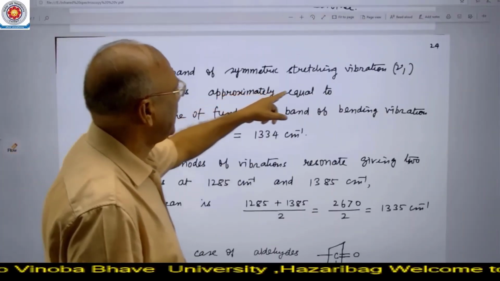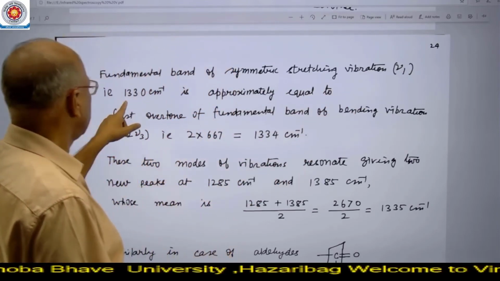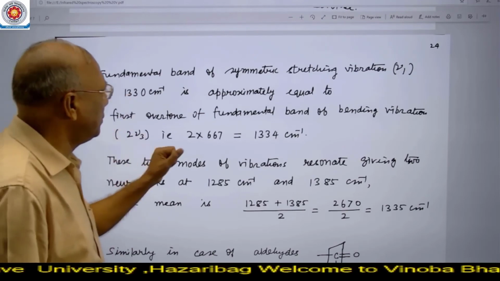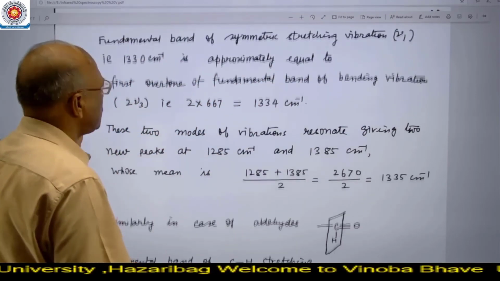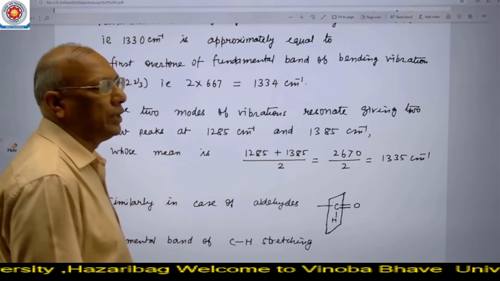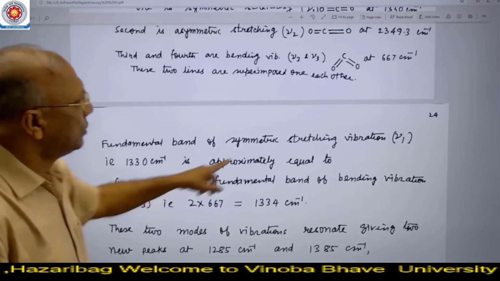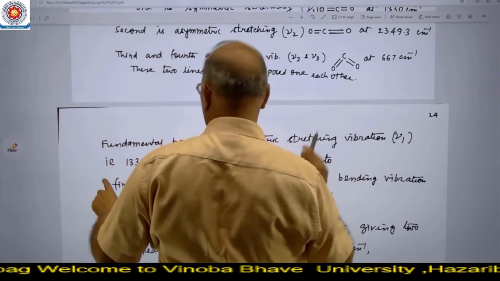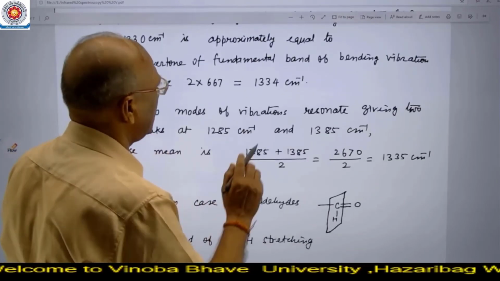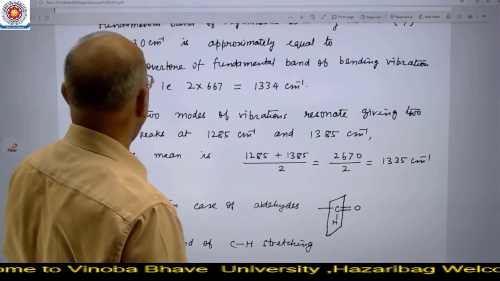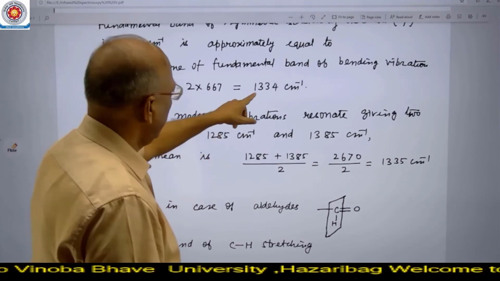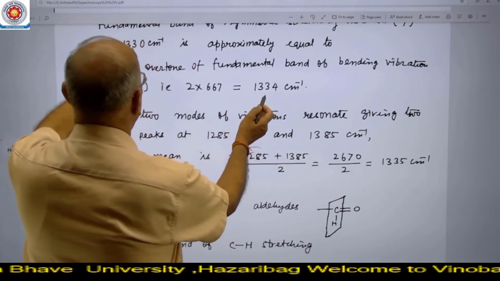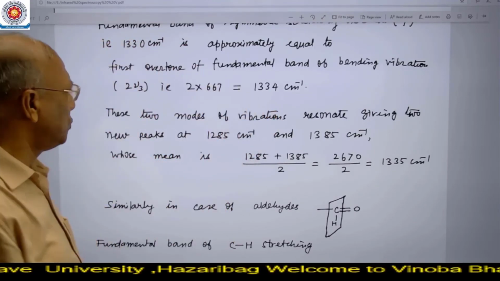The fundamental band of symmetric stretching, that is nu1, occurs at 1330 per centimeter, and this value is approximately equal to the first overtone of the fundamental band of bending vibration. Bending vibration occurs at 667 per centimeter. So if it is multiplied by 2, it is approximately equal to the first overtone. When multiplied by 2, it comes to 1334 per centimeter, and this value is very close to 1330 per centimeter.